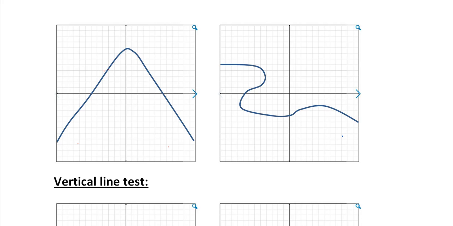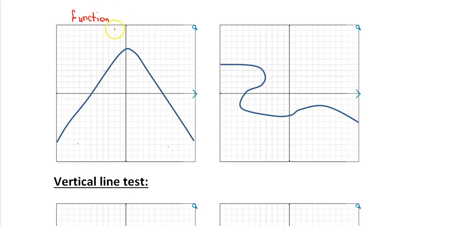Okay, so let's go ahead. Here's a couple more. This case, right, I'm going to go ahead and take a peek here. Let's go ahead. This is going to be a function, right? Nowhere in here is there a place where I can draw a vertical line, and we're going to talk about why we would do that.